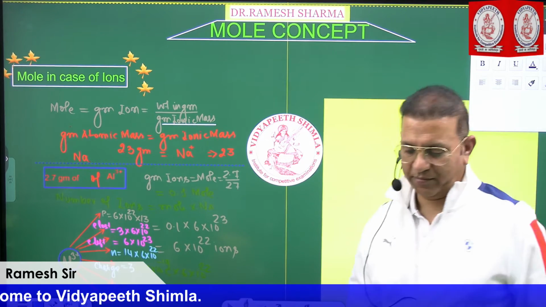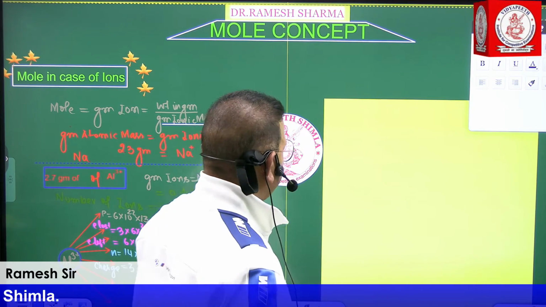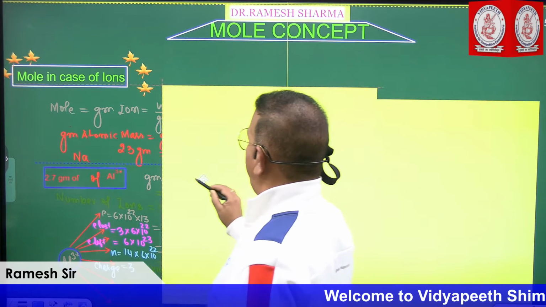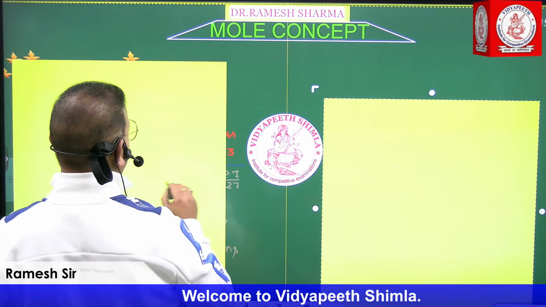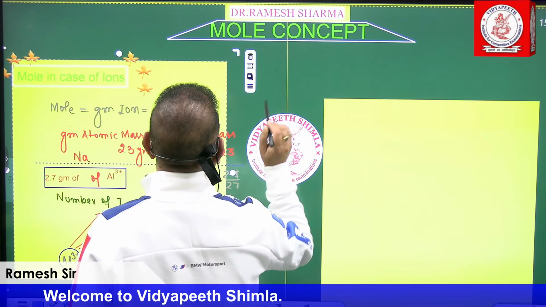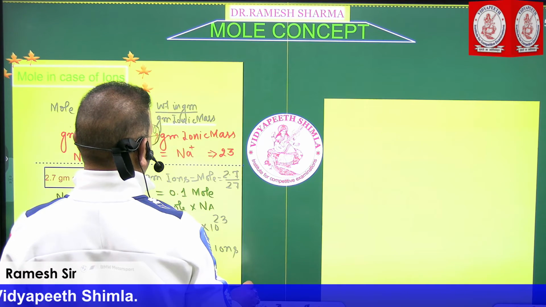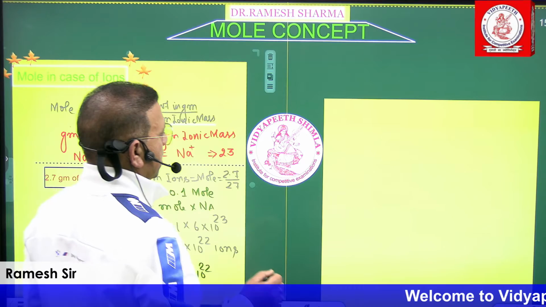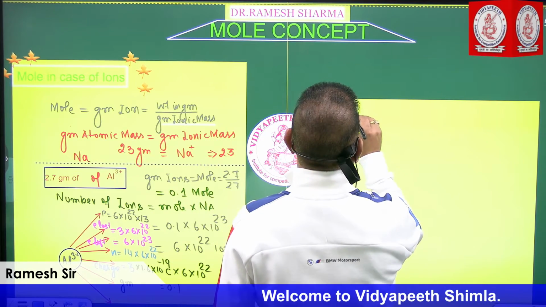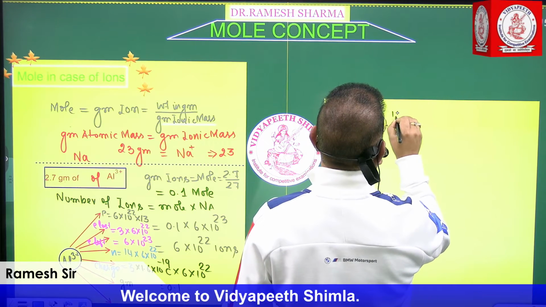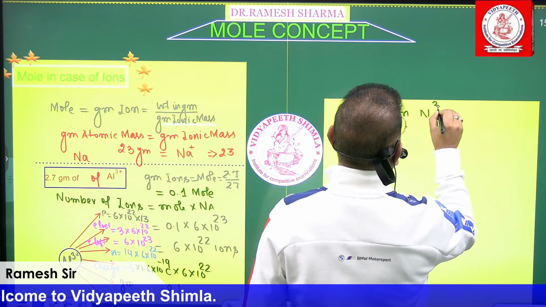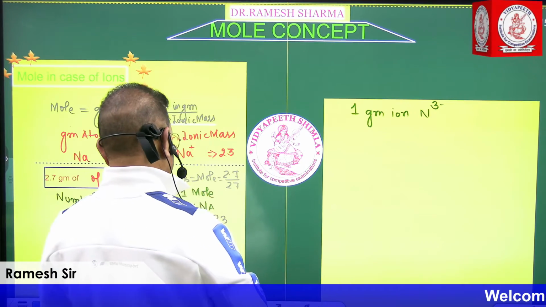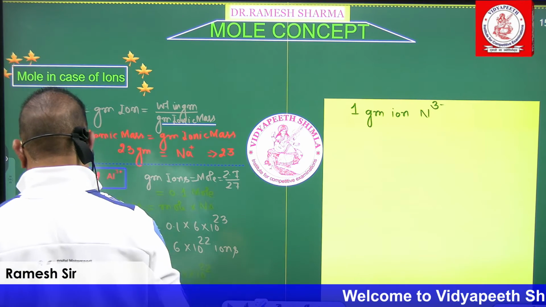1 gram iron nitride. 1 gram iron nitride. No talking beta. 1 gram iron nitride is N3 negative. Yes, please come on. All the informations which you can find out from there.